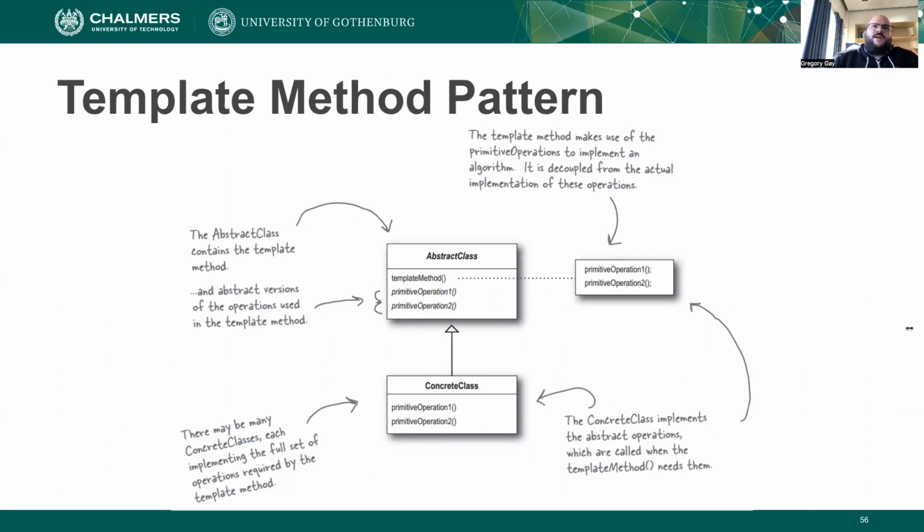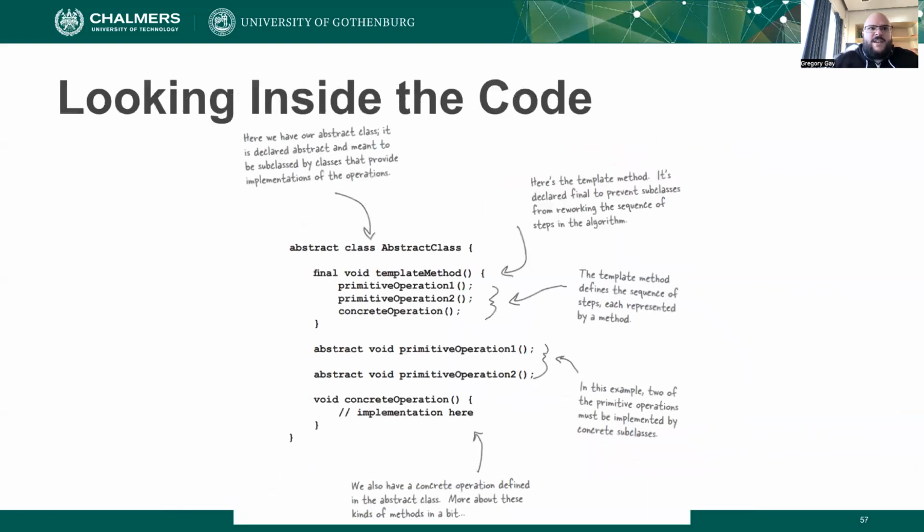And the template method makes use of these primitive operations to implement the algorithm. They're decoupled from the actual implementation of these operations. So if we dive into the code of this, right? We've got our abstract class that controls the process.